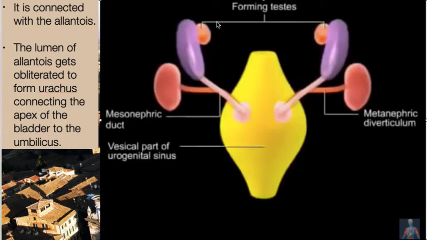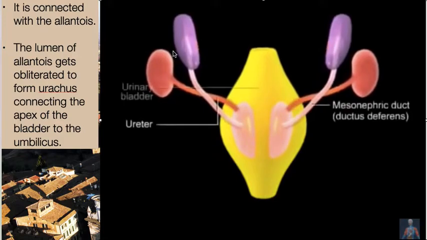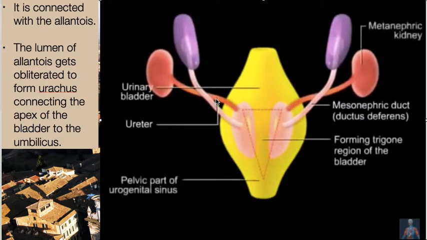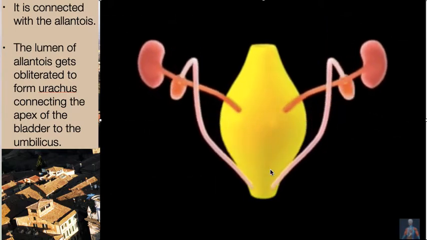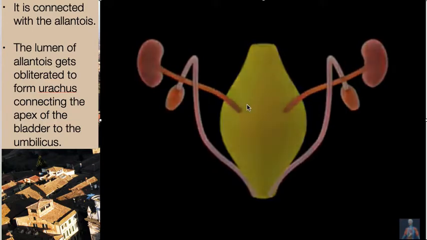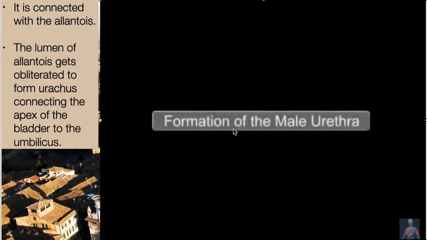Forming testes. It's the mesonephric duct and the vesical part of the urogenital sinus which is opening into it. See the ureter and the mesonephric duct over here. This is the area forming the trigone. Can you see now? The kidneys have ascended up.